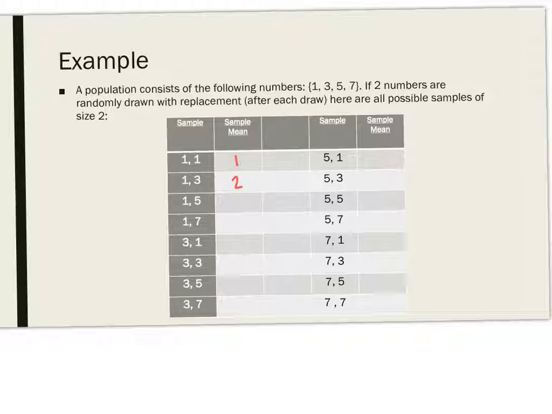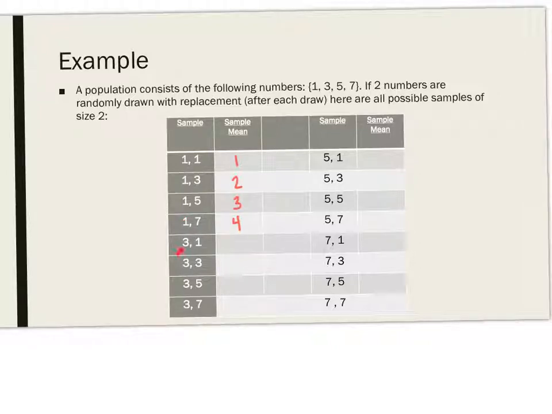The next one, 1 plus 5 is 6. 6 divided by 2 is 3. The next one, take out a 1, put it back in, then draw 7. 1 plus 7 is 8. 8 divided by 2 is 4. These are all the possible samples of size 2 where the 1 leads first.